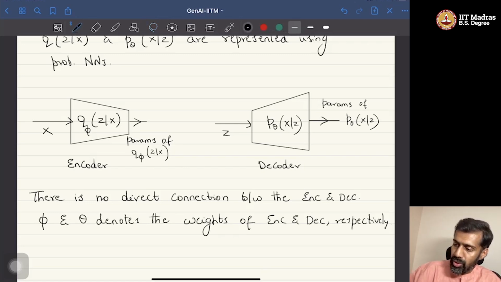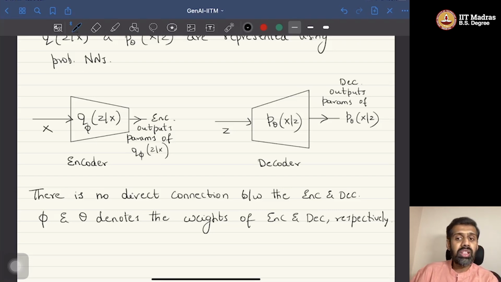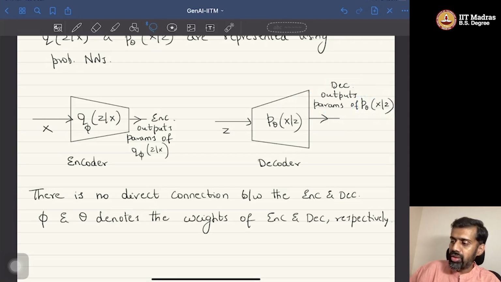Maybe we will make it a little more explicit. The encoder outputs the parameters of this, and the decoder outputs the parameters of p theta of x given z. And phi and theta, as I said, are not the parameters of these distributions that we are talking about. They are simply the weights of the neural networks, but the output of these neural networks are the parameters of this distribution. We will see how to model them in a while.